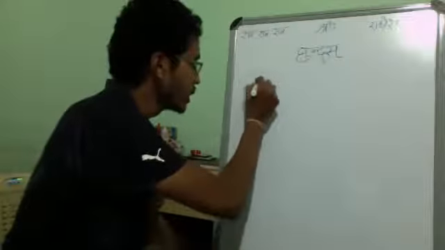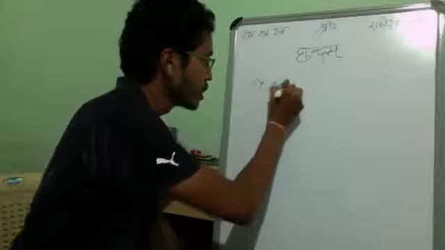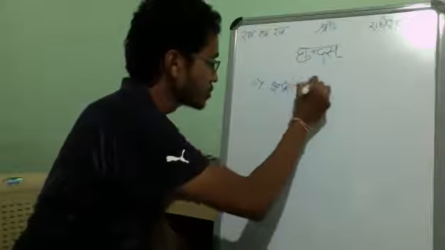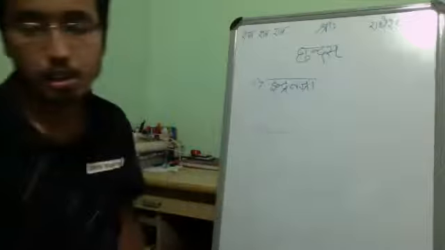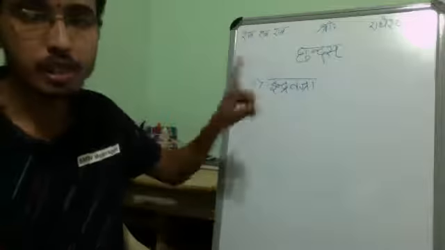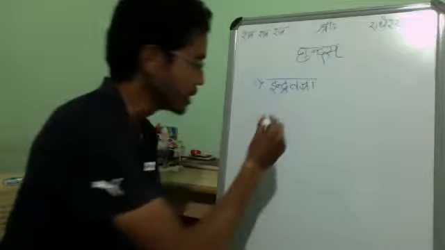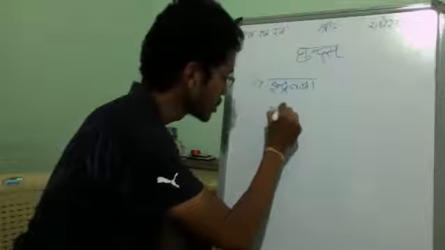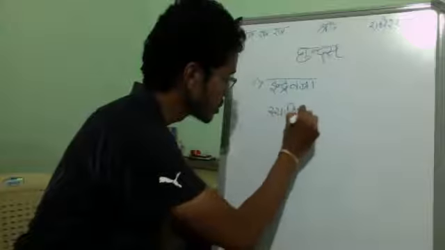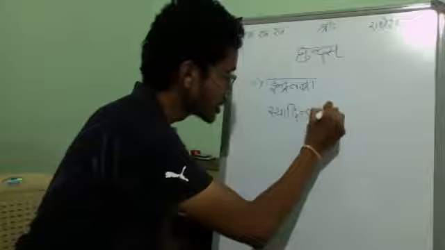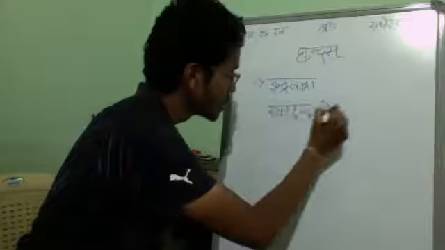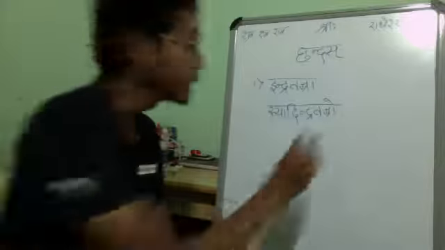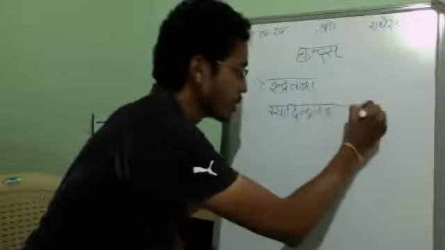So considering that, we'll start with Indravajra. Indravajra is the first Chandas that we will take up. The Lakshana or the rule is: Syadindravajra Yadi Taujagogaha.